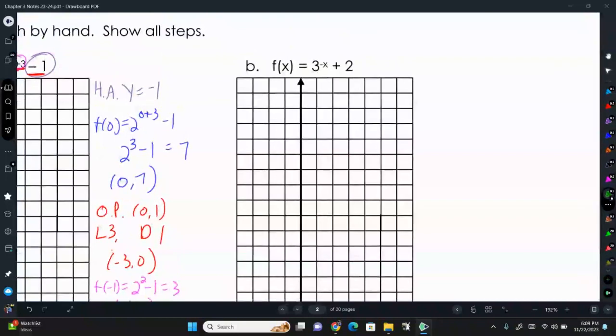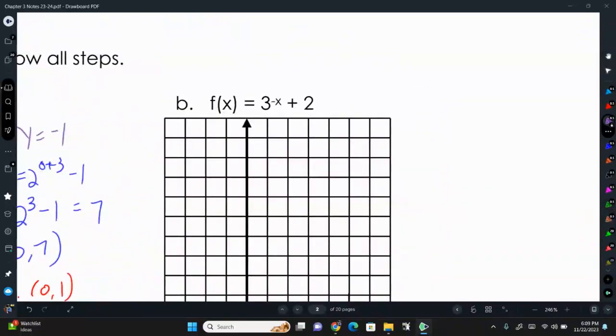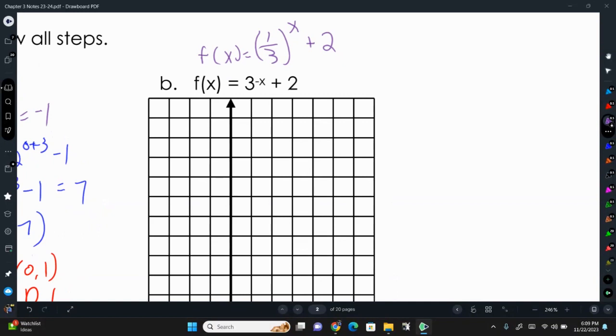All right, now this one, we have 3 to the -x plus 2. If it helps you, and it helps me, I'm going to rewrite it this way. This is really 1 over 3 to the x power plus 2. And again, we could use either one of these depending on what we're trying to figure out. This is a decay function, and it is shifted up 2. That's what that plus 2 means. So our horizontal asymptote is going to be y equals 2 because of that plus 2.